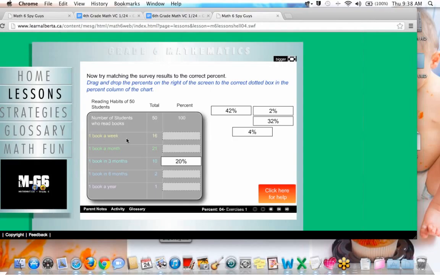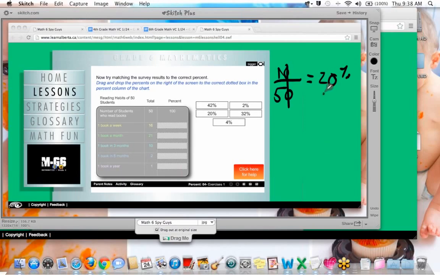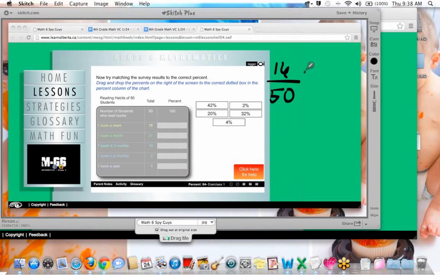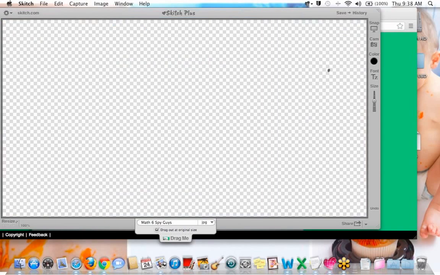I'm sorry, we'll skip back up here to one book in a week. So that's 16 out of 50. I'll go back to my sketch pad here and wipe that clean. 16 out of 50 isn't quite as easy to see. I mean, it is if you just set it up as out of 100. So here's what we would be solving for.